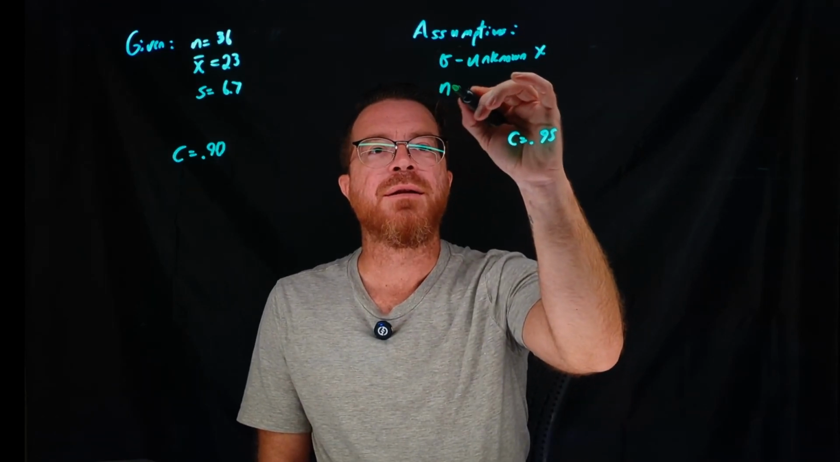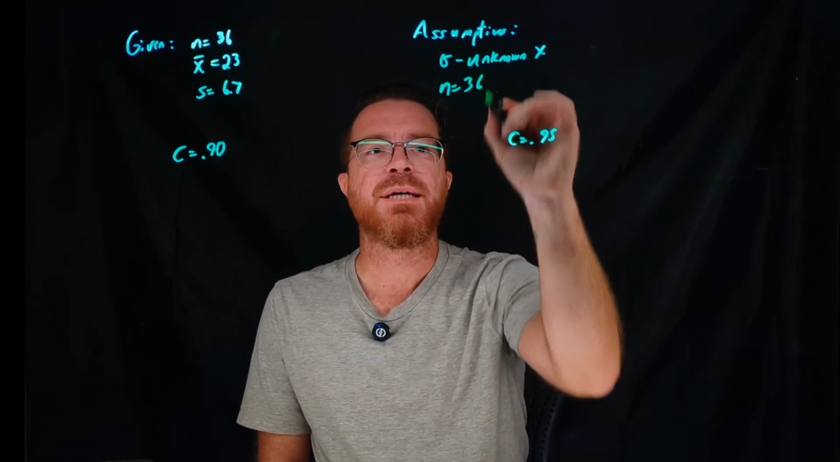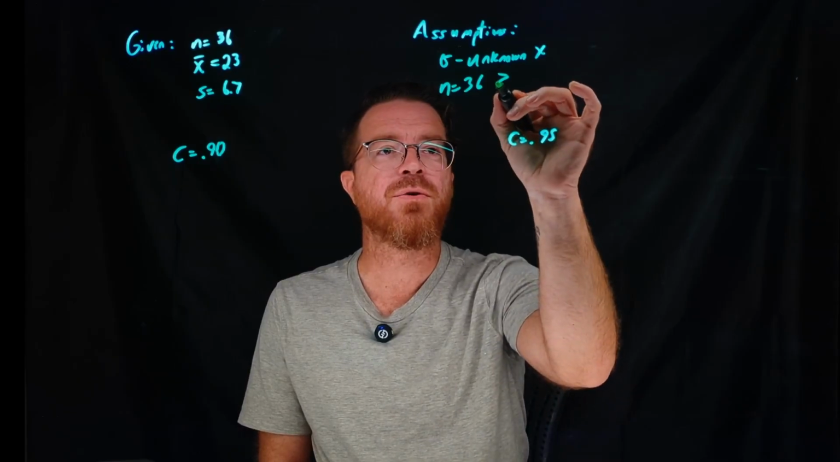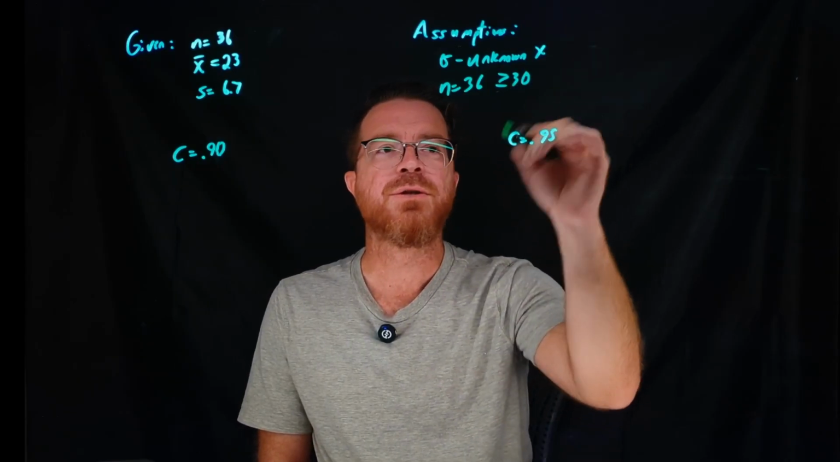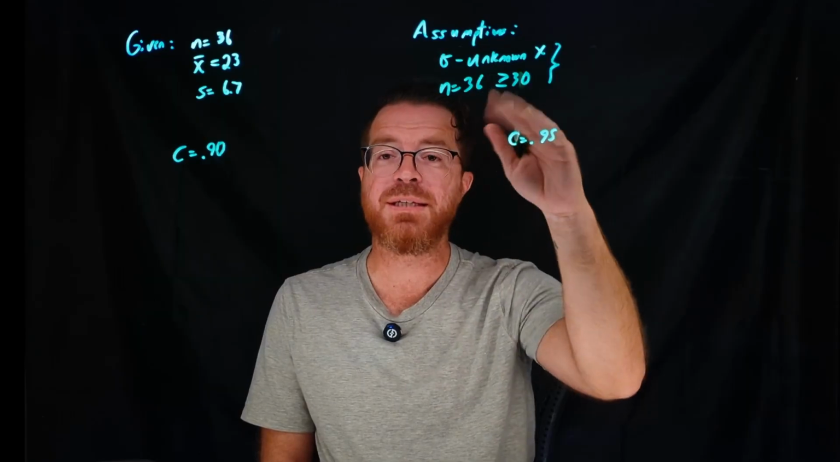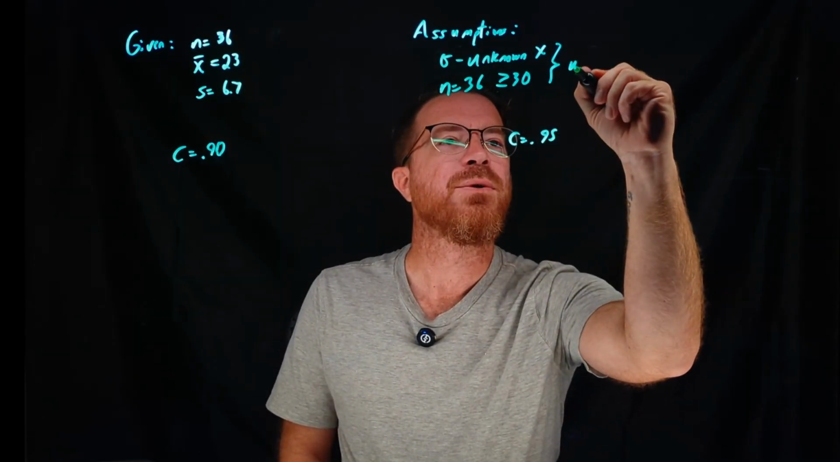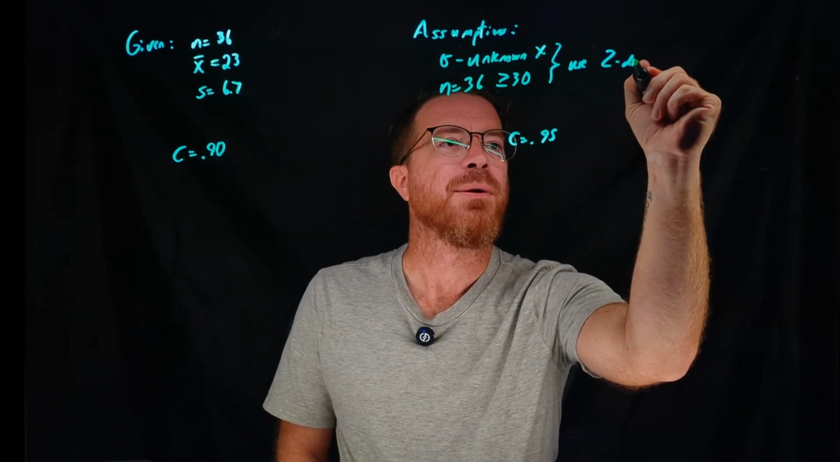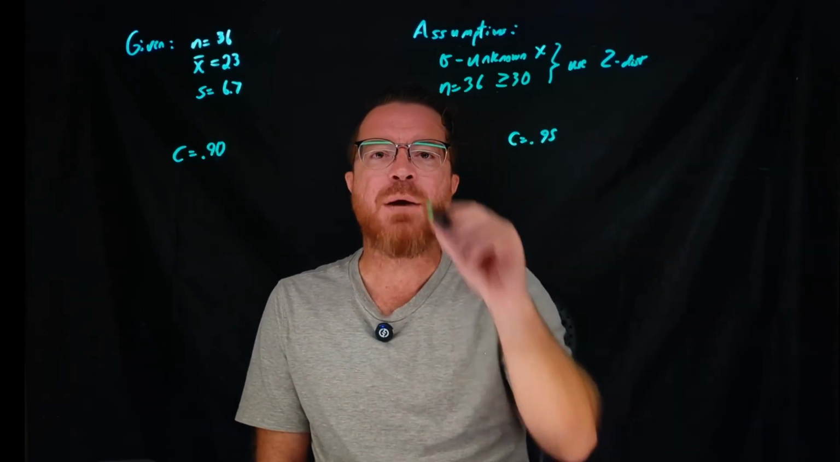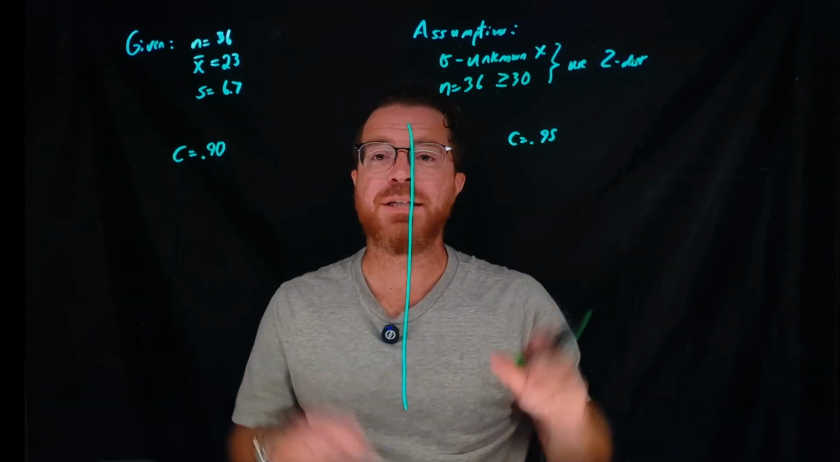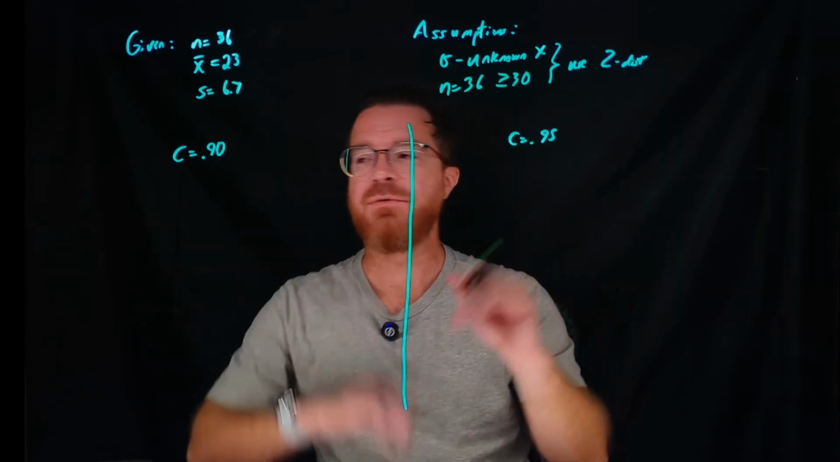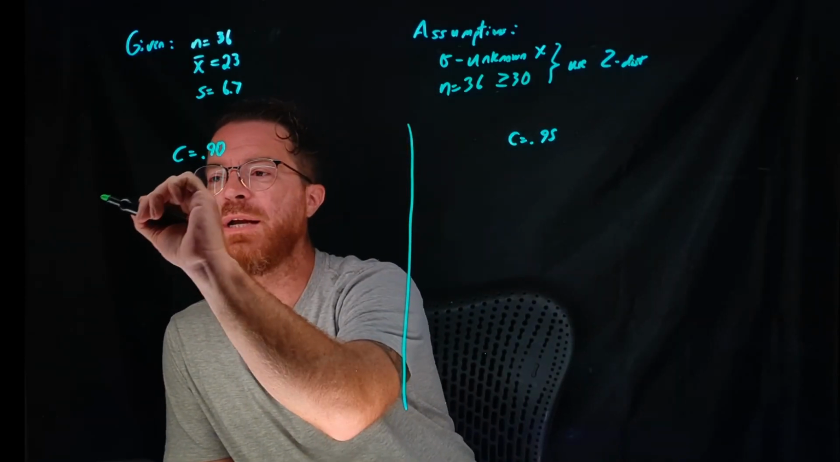And then we're going to look at our n. n is equal to 36. Well, 36 is greater than or equal to 30. So therefore, because one of these assumptions is true, we can use the Z distribution. So now we're going to find our confidence interval for both of these confidence levels. The first one, C equals 0.90.